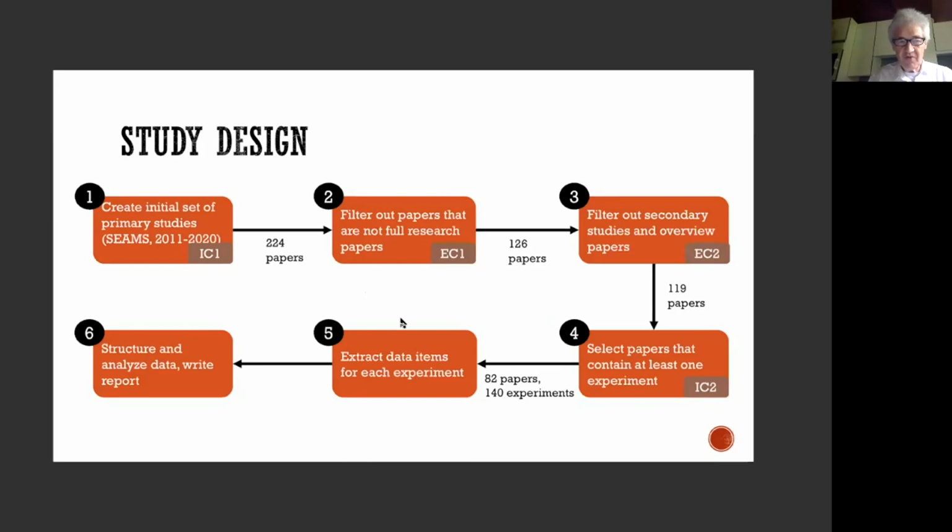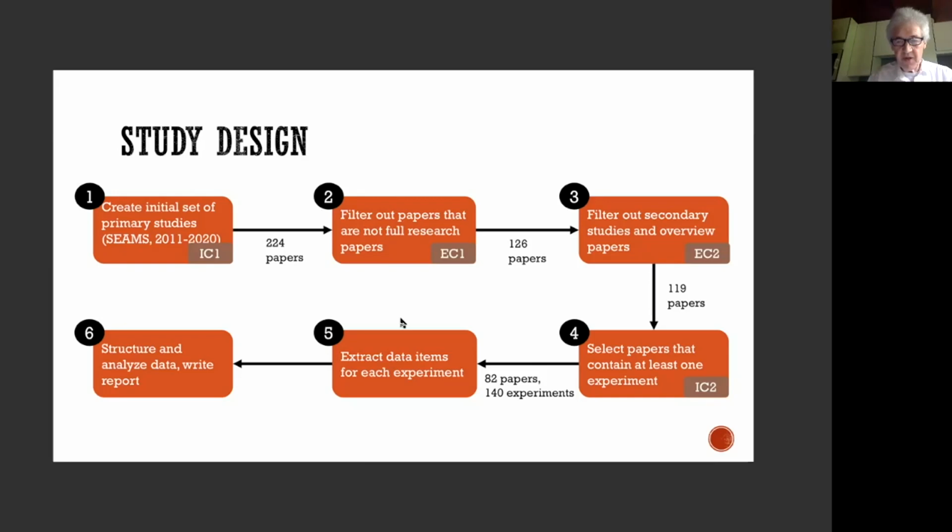Here you see an overview of the study design in different stages. As I said, we started in step one by selecting all the papers from SEAMS in the last 10 years, applying inclusion criterion 1. That was in total 224 papers. Then we filtered out those papers that were not full research papers because we were only interested in full research papers, which left 126 papers. Then we filtered out those papers that made no technical contribution, but were rather surveys, overviews or literature reviews, and that left us 119 papers.